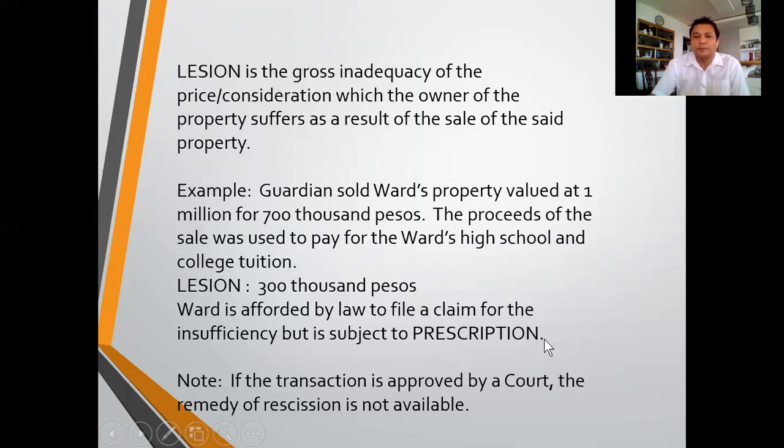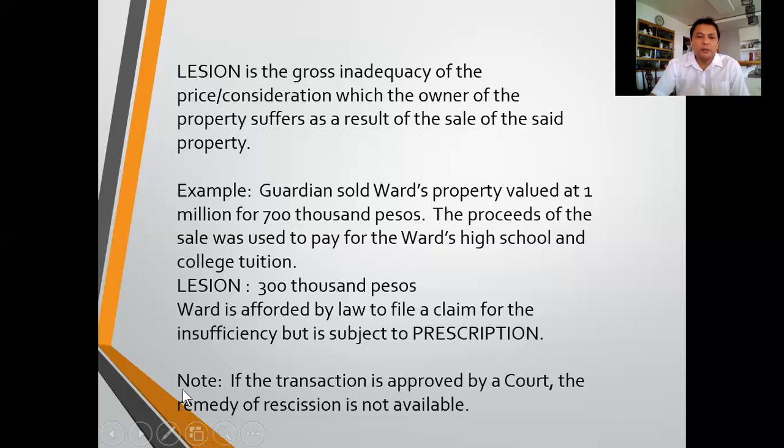But it's subject to prescription. Again, what is prescription? It's the expiration to file the action. So if prescription sets in, then the remedy can no longer be availed of.